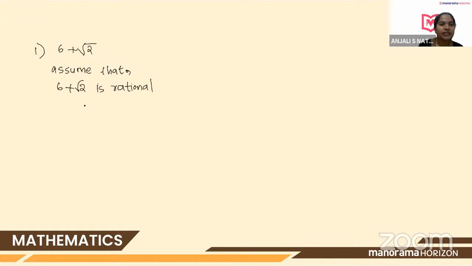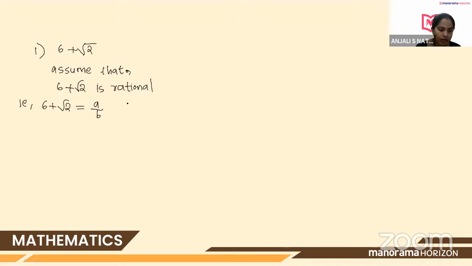Just assume 6 plus root 2 is rational. If it is rational, then we can express it as 6 plus root 2 is equal to a by b. A rational number, we can represent in p by q form, fractional form. So we can represent it in a by b form.